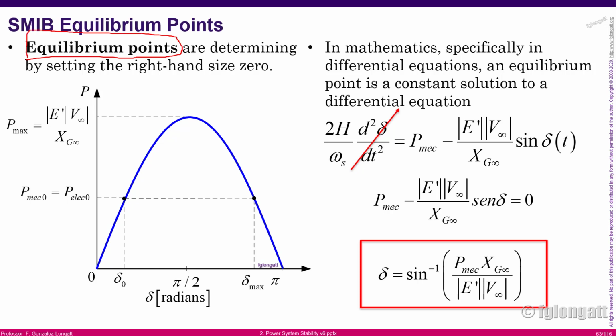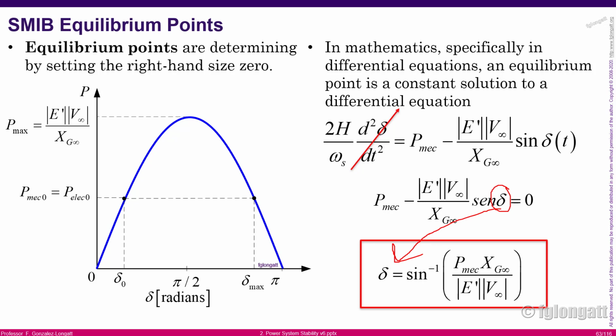equilibrium points. And for the equilibrium points, you must remember from mathematics, we define equilibrium points where the derivative term is zero. And in this case, if we make this point zero, that means that when this condition happens, electrical and mechanical powers are equal, we are in one equilibrium point, okay? Sorry. If we extract from this equation delta, we can obtain here the equation for delta, okay?